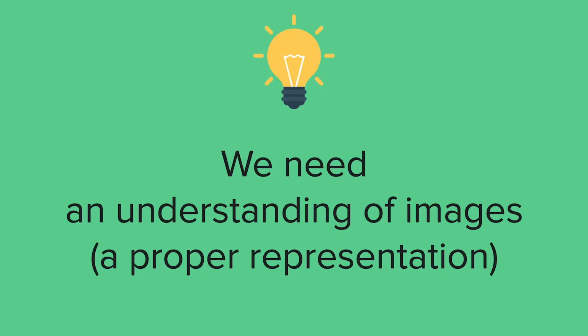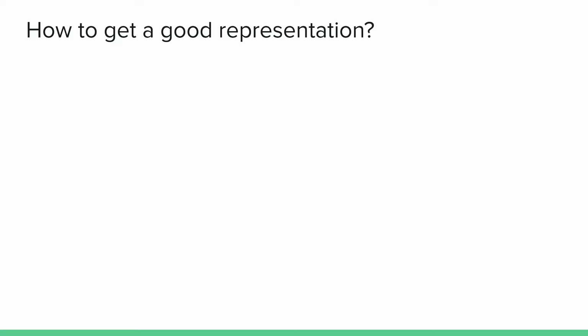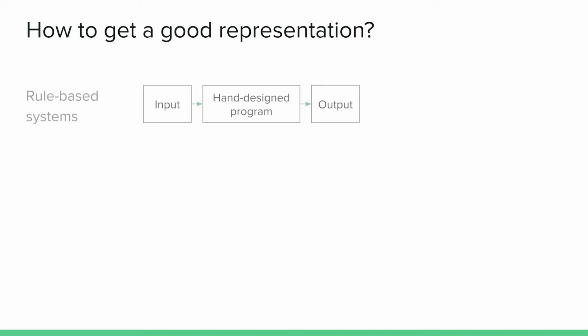So what could we do instead? Well, we need this sort of understanding of images. In images, we know that pixels that are nearby are often related, and we need to extract a meaningful representation of this. So, how do we get a good representation here?